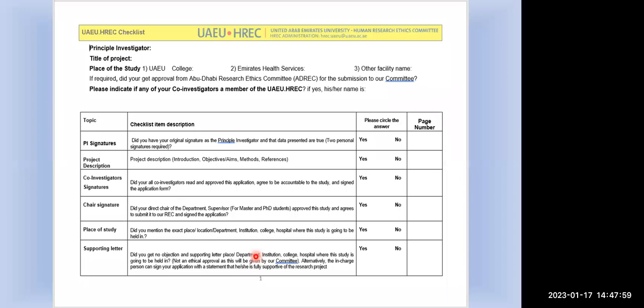Then we come to the checklist, which includes many questions that you need to answer yes or no, related to the information that you put inside the application form, to be sure that all these very important points are included within the application form. So including PI signature, project description, co-investigator signatures, chair signatures, place of study, and supporting letters.